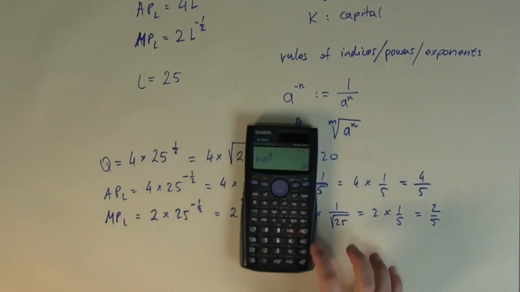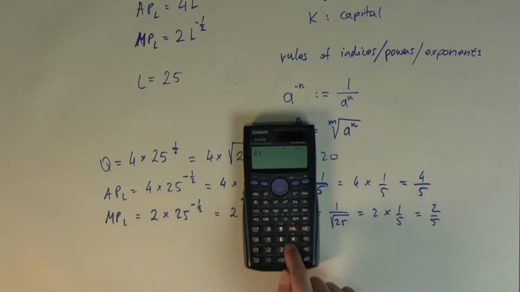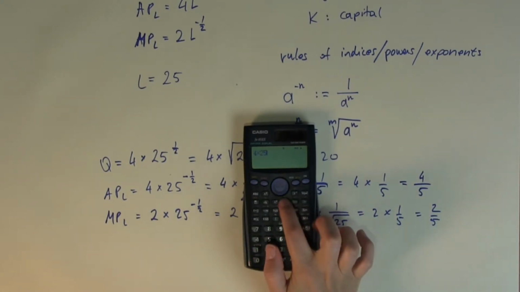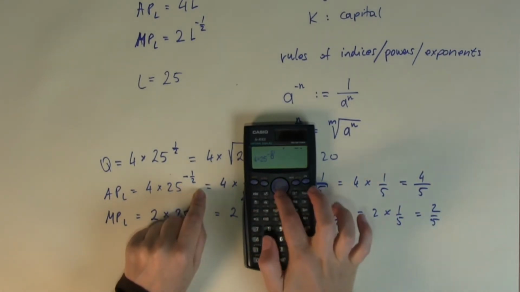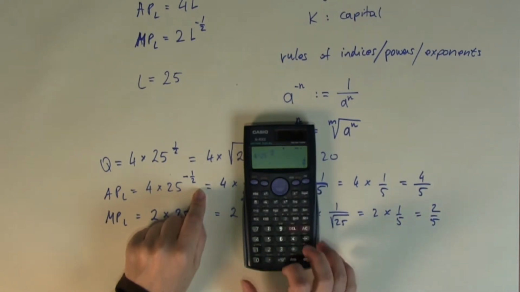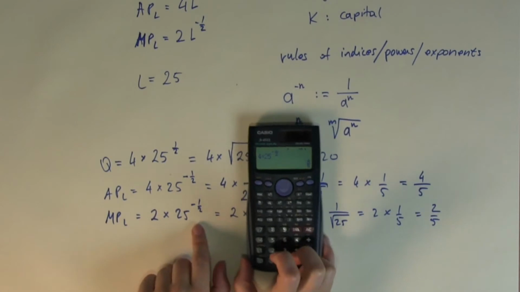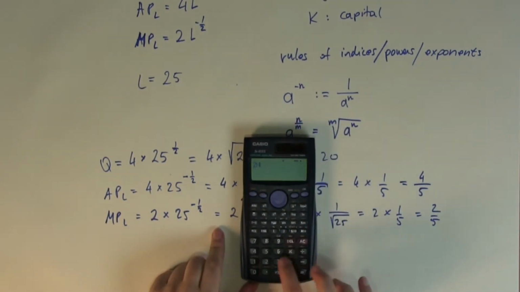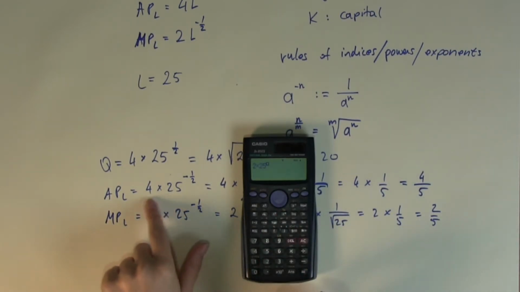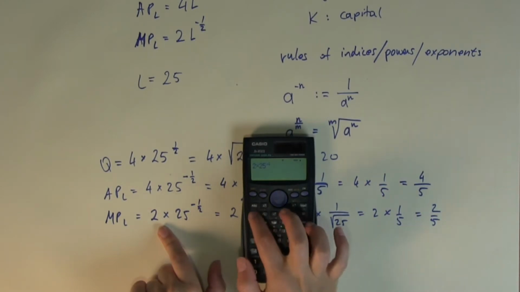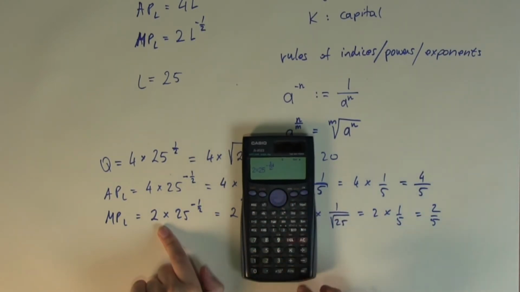Nice and easy. The next one, 4 times 25. Again, I'm going up into the power, but now I have got a negative number, so I need to press the negative sign and then put in the fraction. And again, I'm typing in 1/2, equal, 4/5 straight away. And the last question, everything exactly the same except for the 4 now is 2. And that is equal to 2/5.